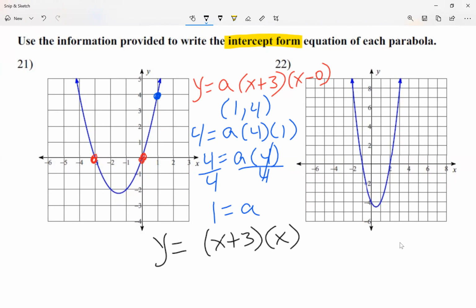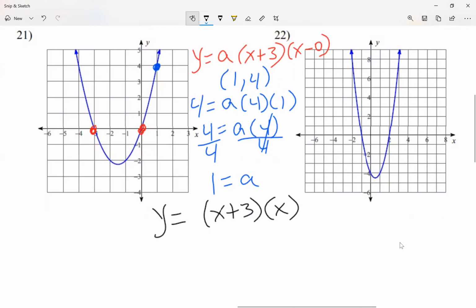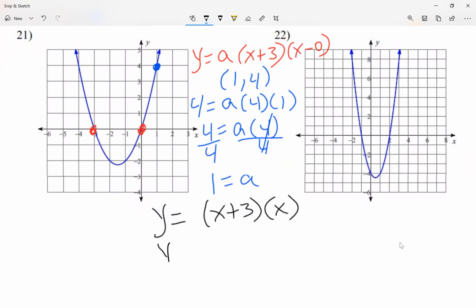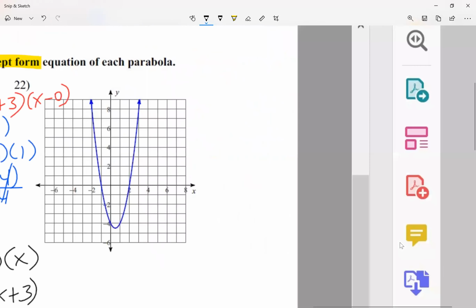Now those two parentheses, which one comes first? It doesn't matter. So if one of you, in your answer, typed in y equals x times x plus 3, you switched the order. You're fine. All right, the order of the parentheses doesn't matter. All right, let's take a look at number 22 now.